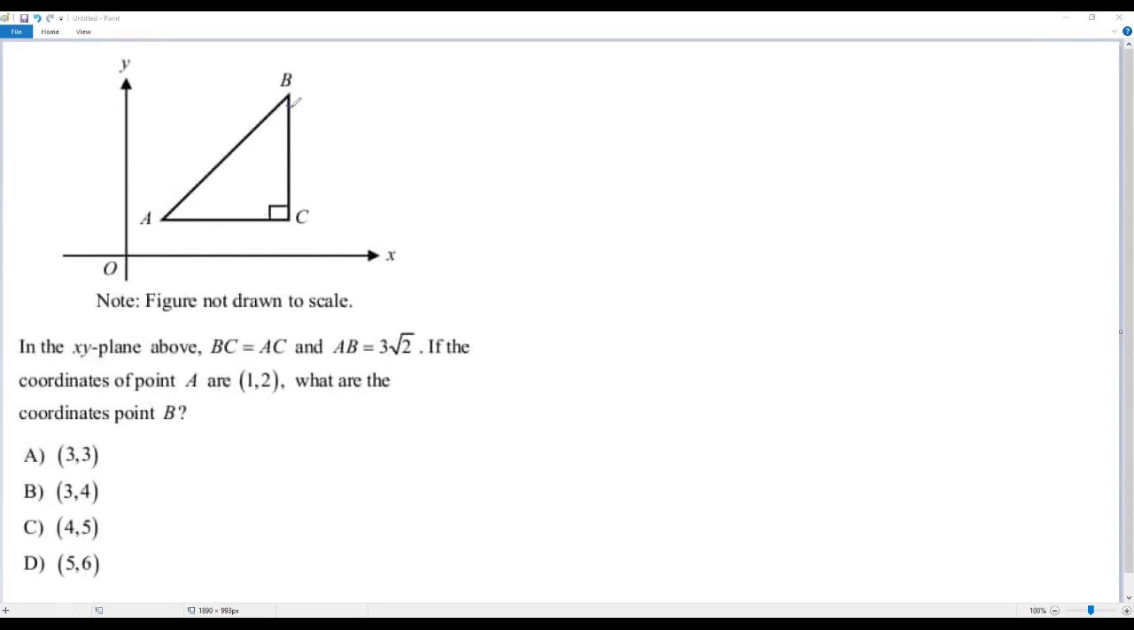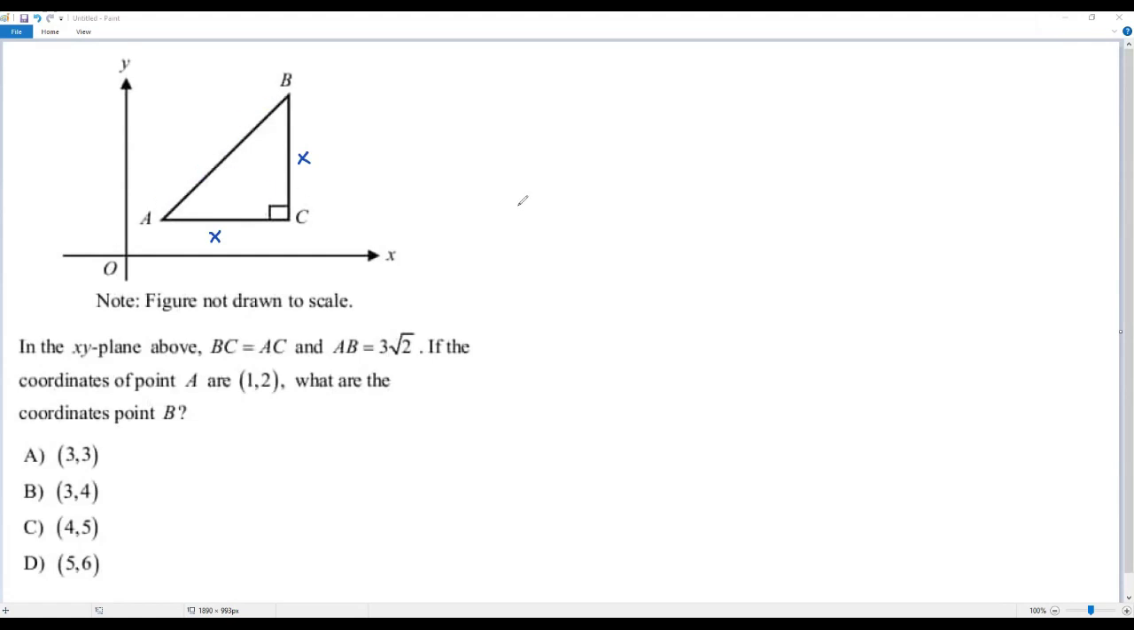In the given figure, we have a right triangle ABC. In this right triangle, the lengths of the two legs BC and AC are equal. Since the two legs are equal, it is an isosceles right triangle. In any isosceles right triangle, we assume x as the length of the two equal legs. That is, the length of this leg BC is x, and the length of this leg AC is also x. In this right triangle, this side AB is the hypotenuse because it is opposite to the right angle.